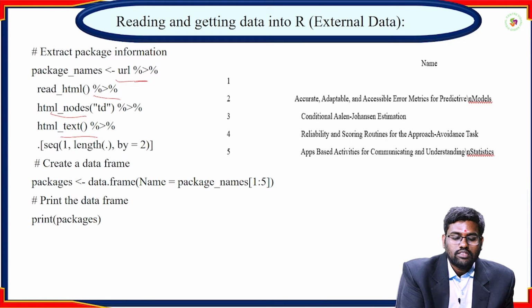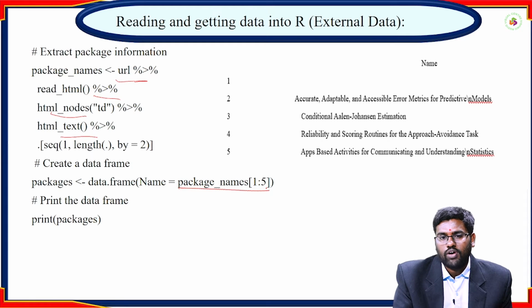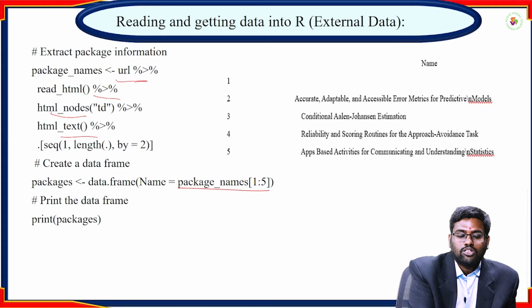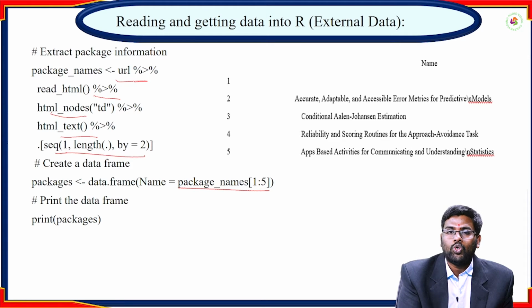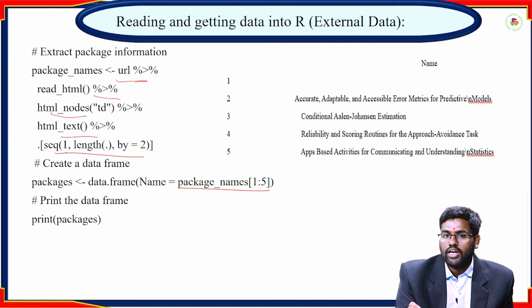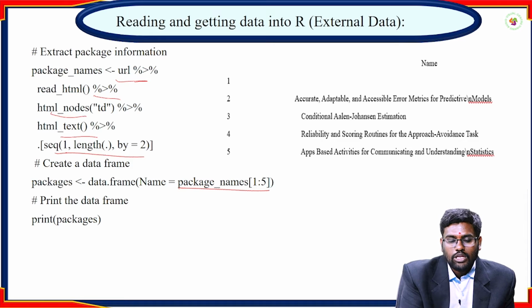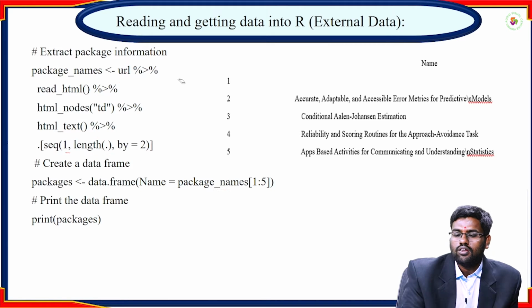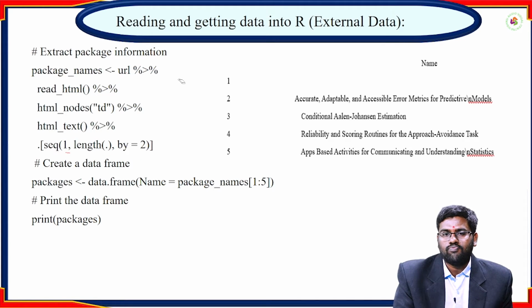So the package names are 1, 3, 5, 7, 9. Why? Because I took the sequence of 1 comma length by equal to 2, which is used to add 2 each time. First index is 1. Next index by 2 means 1 plus 2, 3. Next 3 plus 2, 5. Next 5 plus 2, 7. Like that, the values will be taken and the package names retrieved. So this is the output for this one. Like this, 5 package names will be displayed from the site.